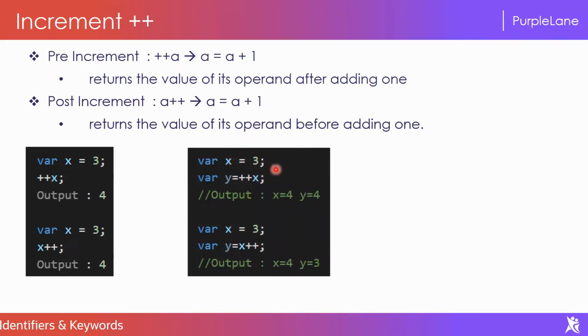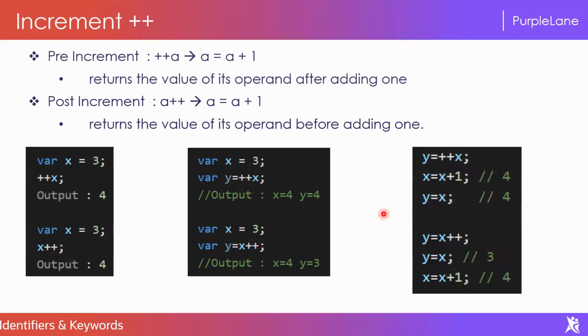See, x equal to 3 here, and y equal to plus plus x. The output will be x value 4 and y value 4. But if you look at the second one, x equal to 3, y equal to x plus plus, which is a post-increment. Here the output will be x value 4, but the y value will be 3 only.